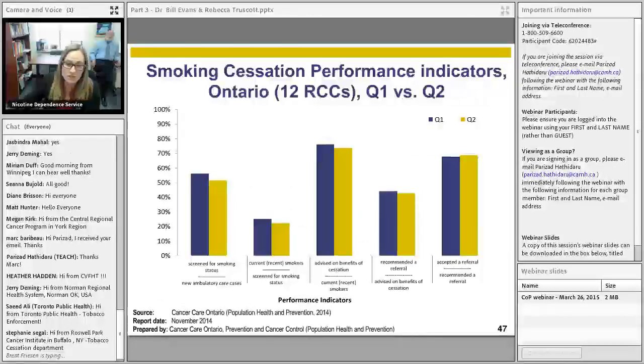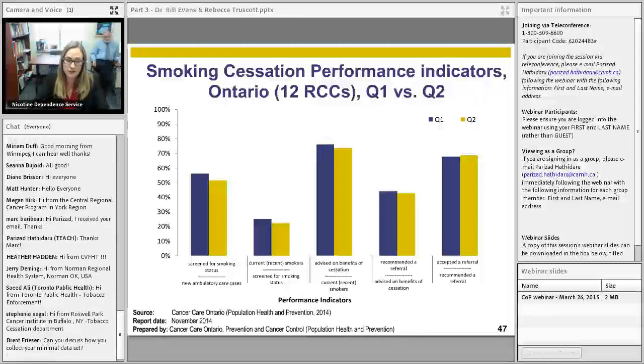So here's a look at some of the data from our cancer centers from earlier this year. So from about April 1st till the end of September, that's Q1 and Q2 for us. You can see that about 55% of the ambulatory cancer patients are currently being screened for their smoking status.